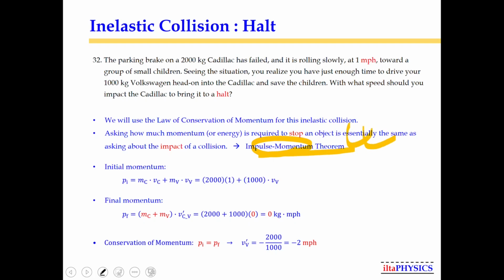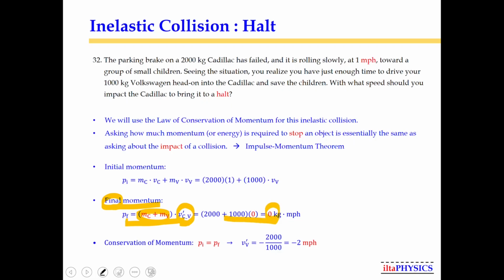First, the total initial momentum is the sum of the mass times velocity for each car. The velocity of the Volkswagen is the unknown variable we are looking for. After the collision, the two cars stick together and come to a stop, meaning the total final momentum is zero.